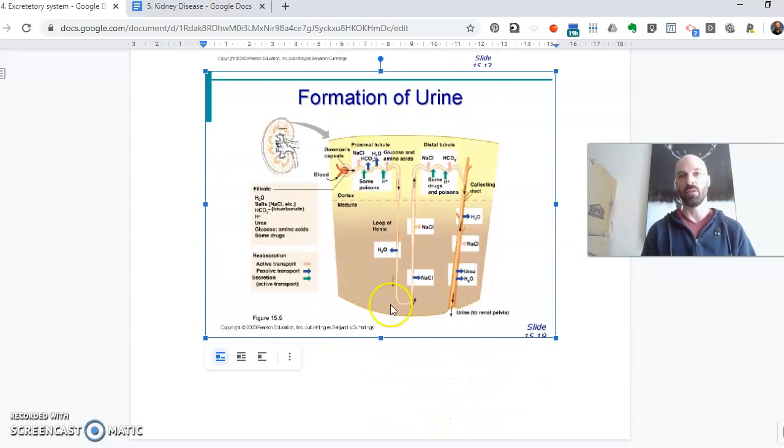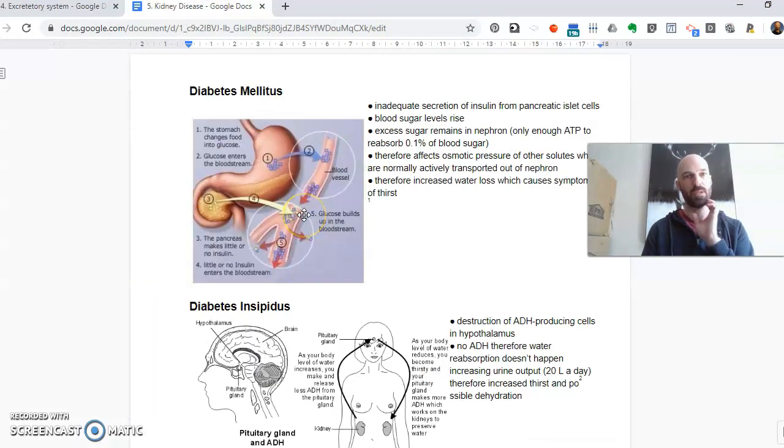Okay, and then here it just gives you a little bit more detail on what that animation was showing. You can see a diagram showing all of that kind of stuff. Again, you don't need to know what's active transport and what's passive transport. Just know that molecules are diffusing in and out. Okay. And then the last bit is kidney diseases, and I'll post this note too.